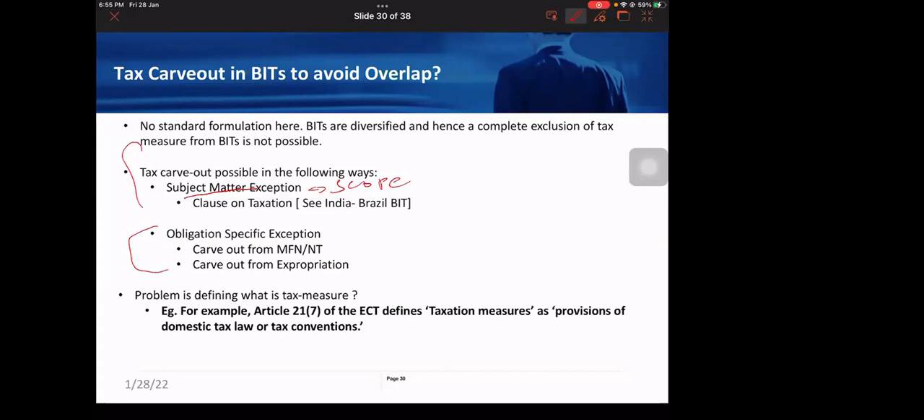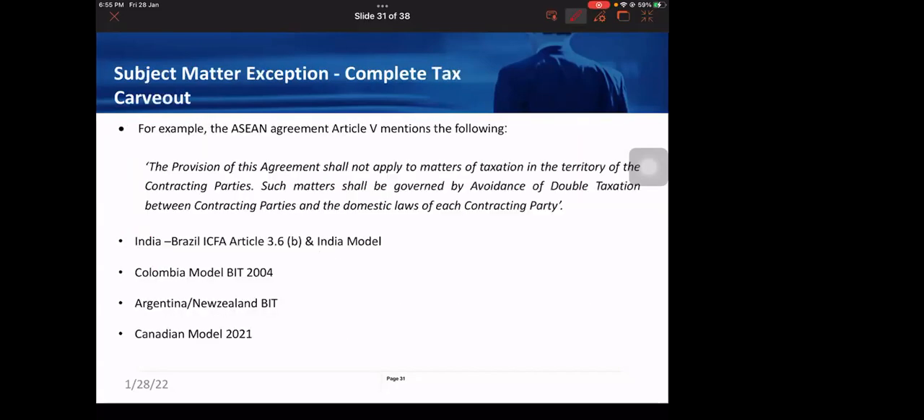The majority of the treaties also have a clawback. That is, tax will not be there. Tax has to be carved out for MFN, but will be included for expropriation. So not all treaties have a complete carve-out like what the India model has. The India model, BIT model 2015, completely carves out tax, which means there is no question of going to bilateral investment treaties going forward.